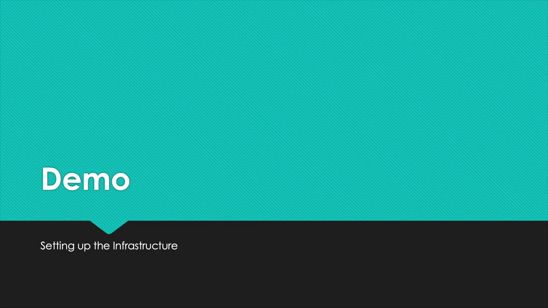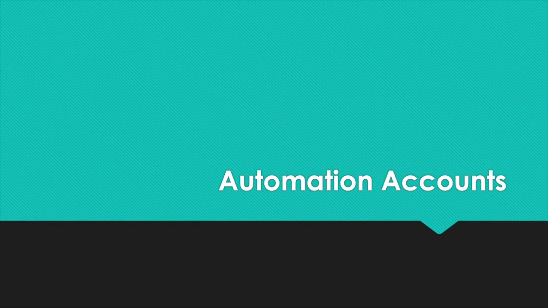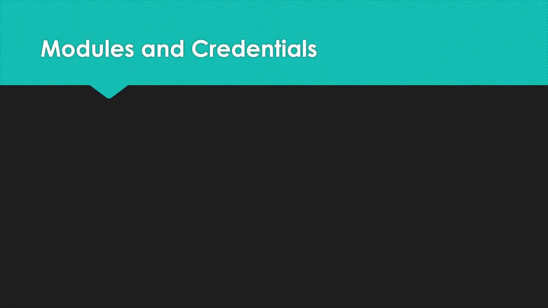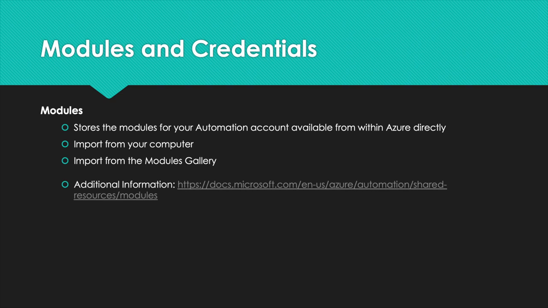Now that we're done setting up the infrastructure, let's talk about all the different sections within the automation account themselves. We have the modules and credentials sections. The modules section stores the modules for your automation account that are available from within Azure directly. You can import these modules from your own computer or import them from the modules gallery.